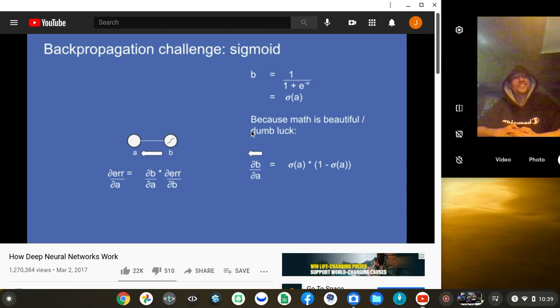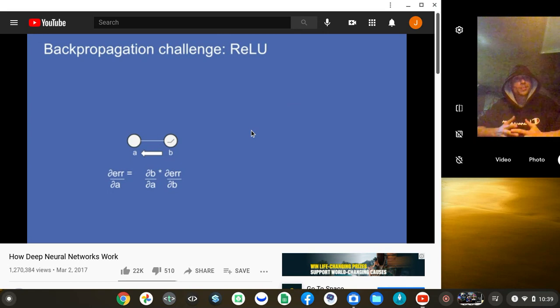To get its derivative, you just multiply it by 1 minus itself. So this is very straightforward.